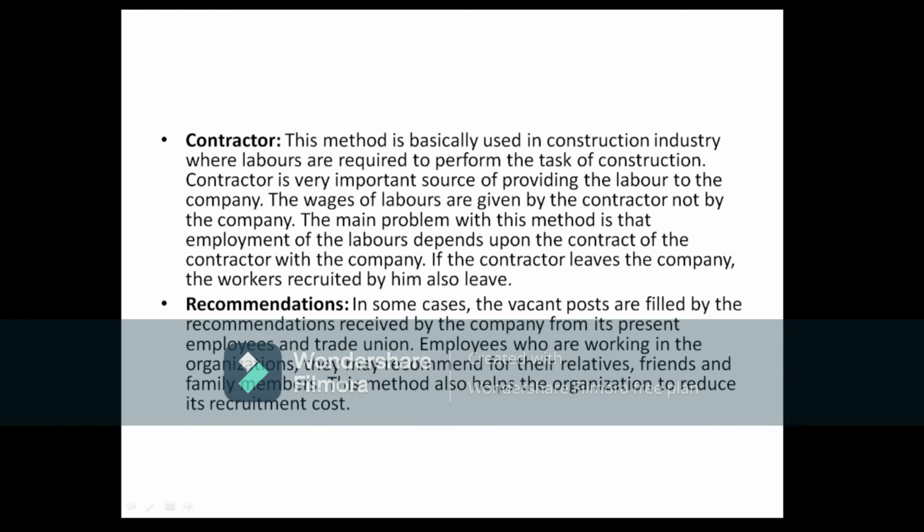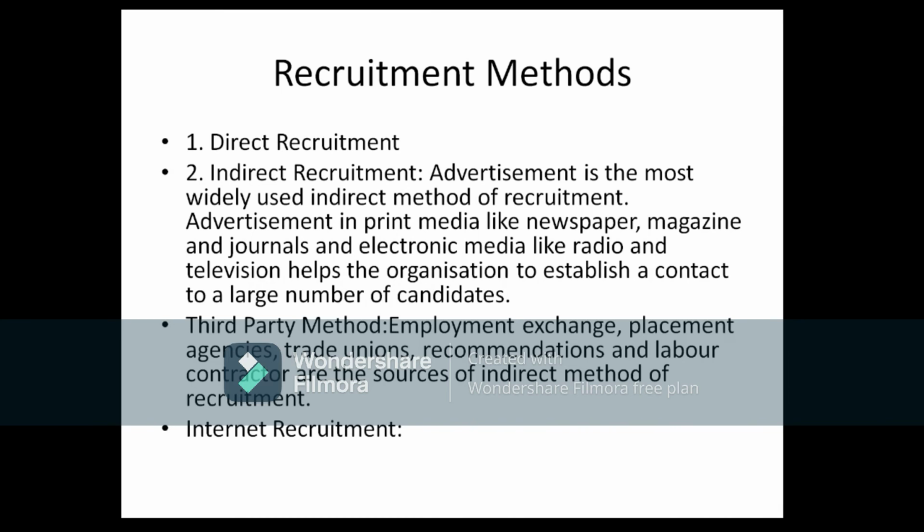So students, these are the sources of recruitment, and these sources of recruitment are very important to search the candidates. What type of candidate? The appropriate candidates in the organizations. Now moving to the next topic, that is the recruitment methods. Recruitment methods are the methods through which the company locates the people. The company searches the people outside the organizations. So these methods are categorized into 4 categories.